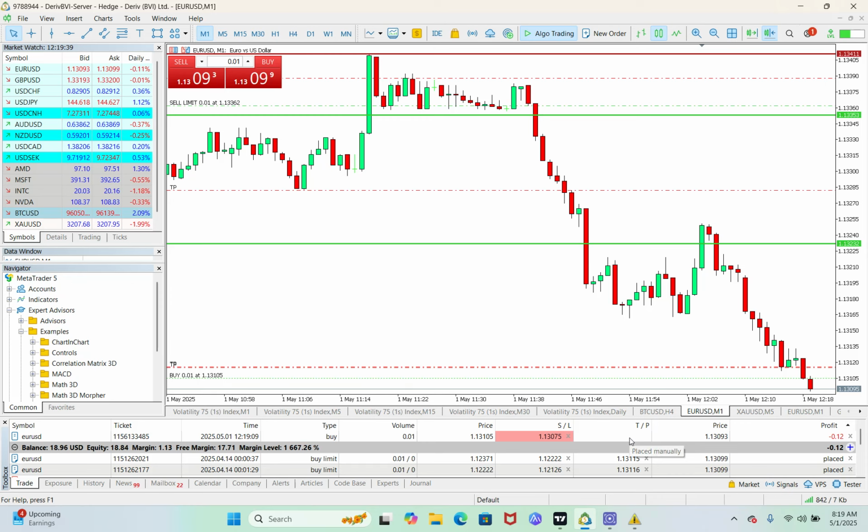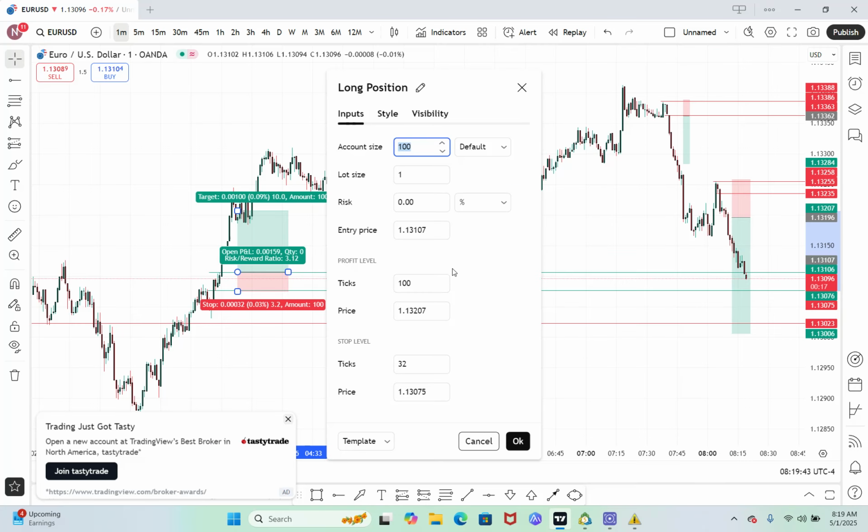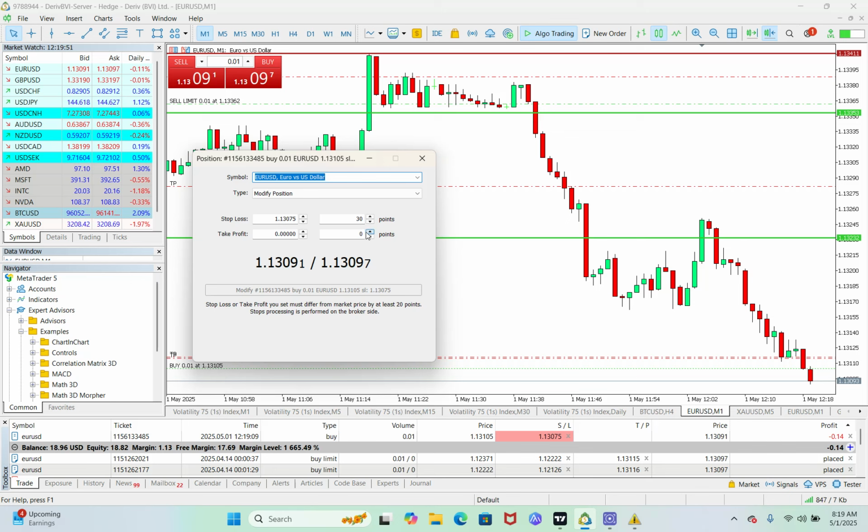Yeah, so let's put in the take profit. Take profit is going to be 1.13207. Go back to MetaTrader 5. 30 pip stop loss to make 100 pip.